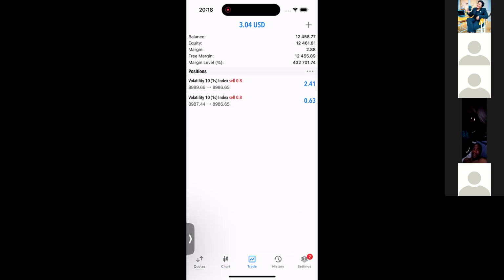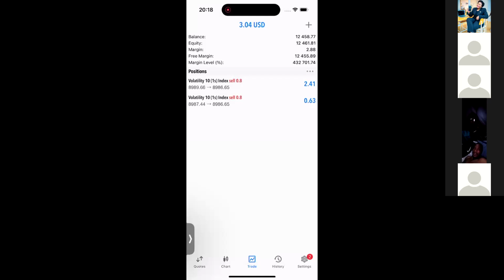Now you see, we're having a profit. We are in blue, 3.04. The total balance was 12,458.77. Now, because it's in profit, it has to add 3 to this. And that's why we're having 12,461 USD. Are you getting me, guys?